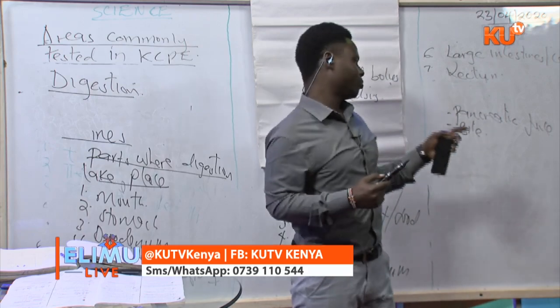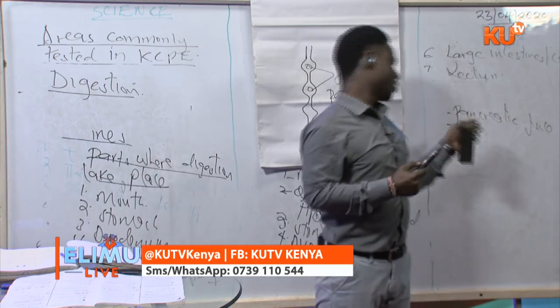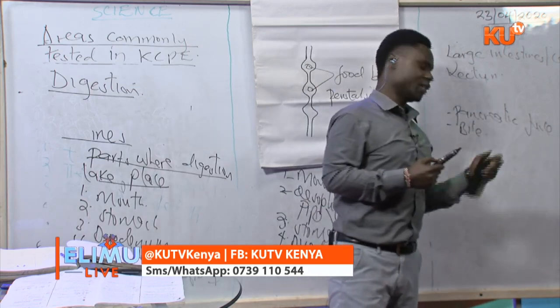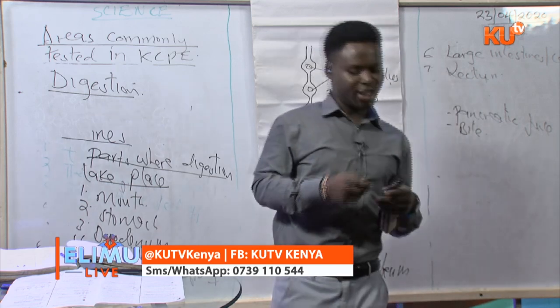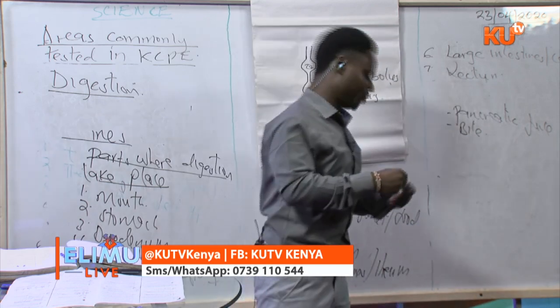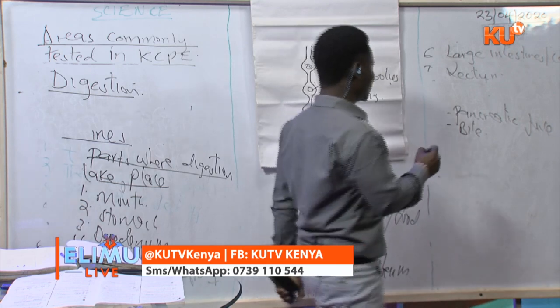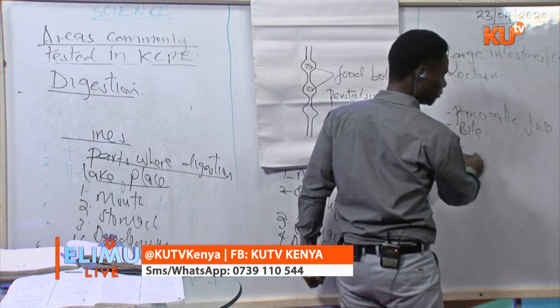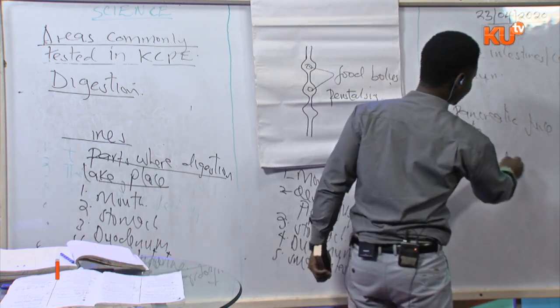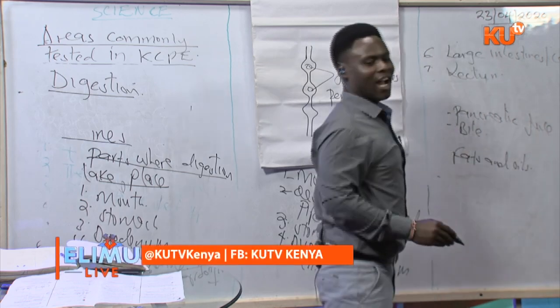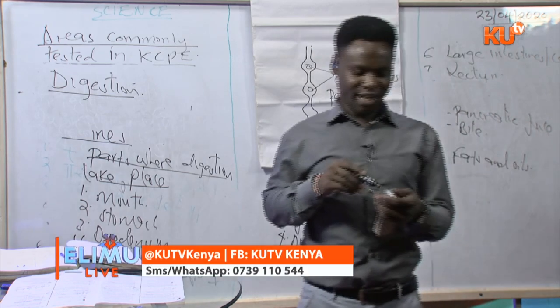So it is the pancreas that produces pancreatic juice. Then the liver produces bile. So in the duodenum, by help of these two juices, fats and oils are digested.